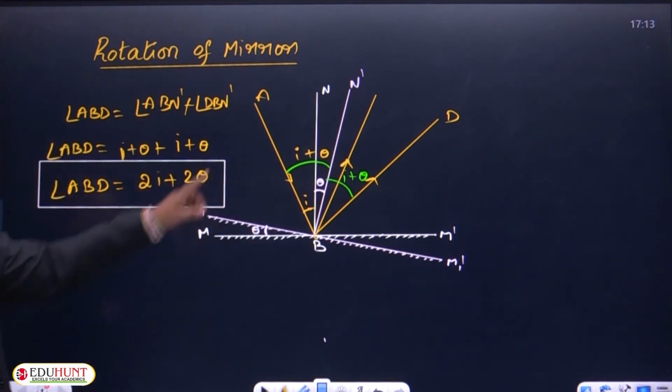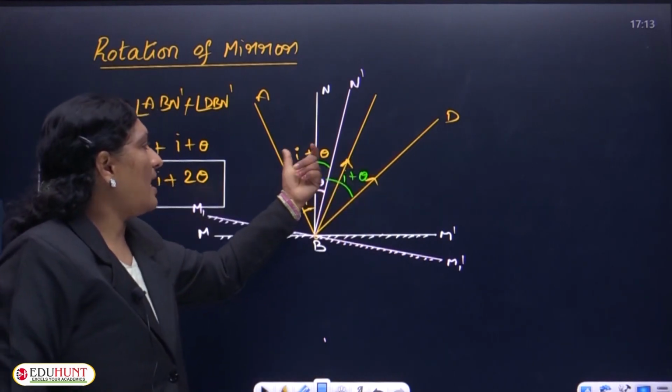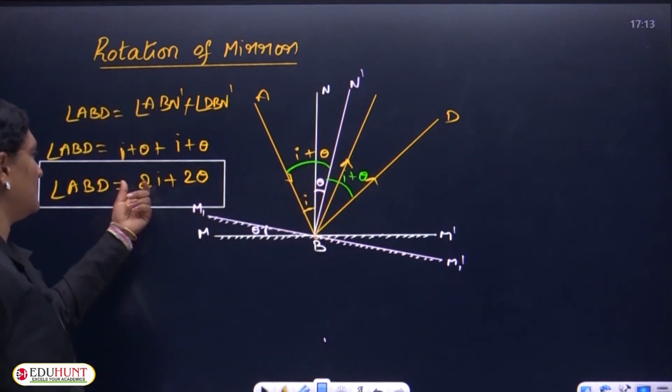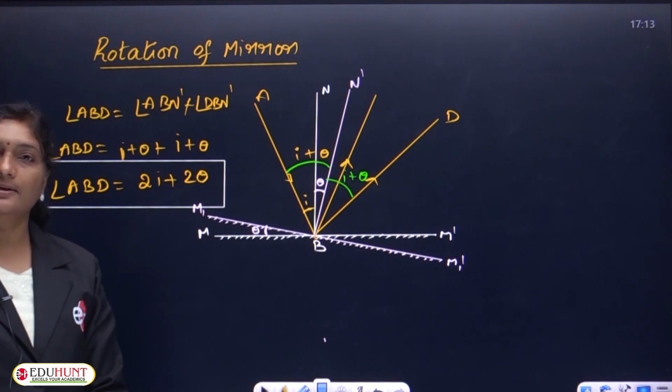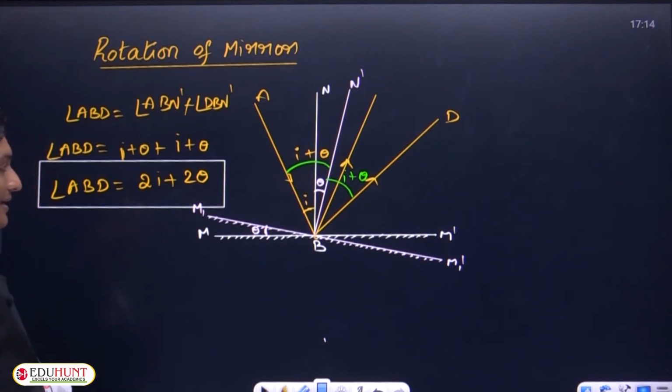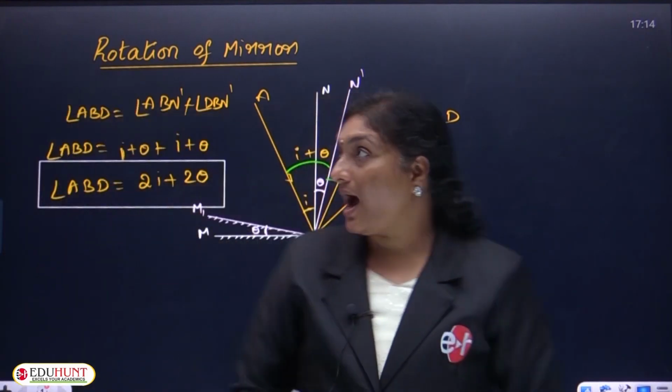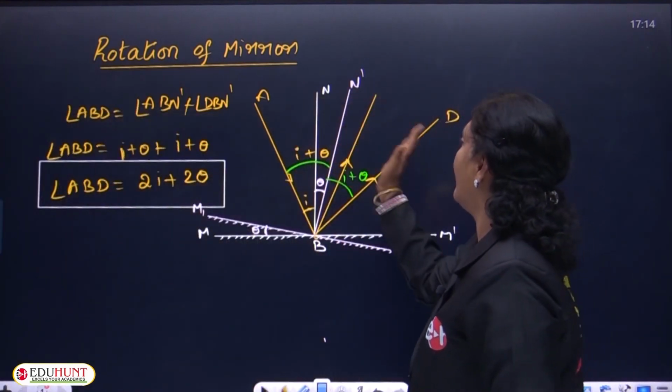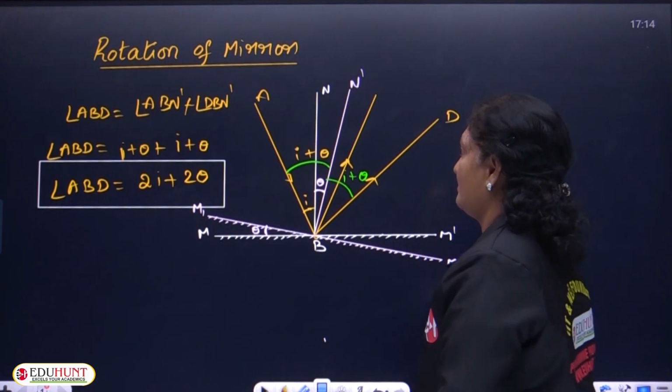So what is the total angle, children? Angle ABD is equal to i plus theta plus i plus theta, that is equal to 2i plus 2 theta. Clear? Now, let us try to understand how much the reflected ray is being deviated.